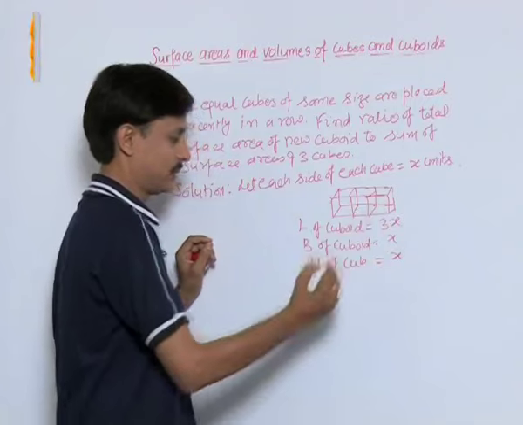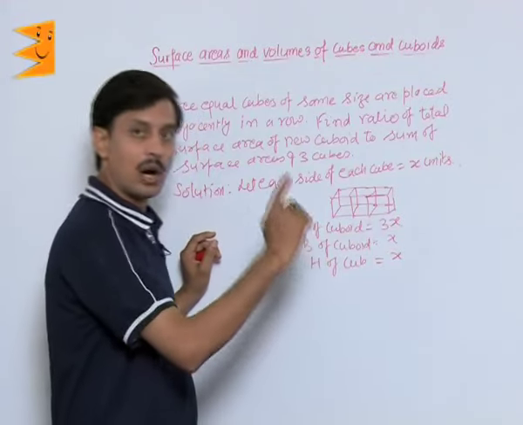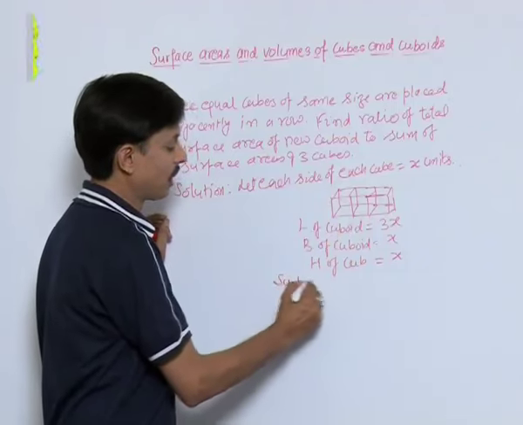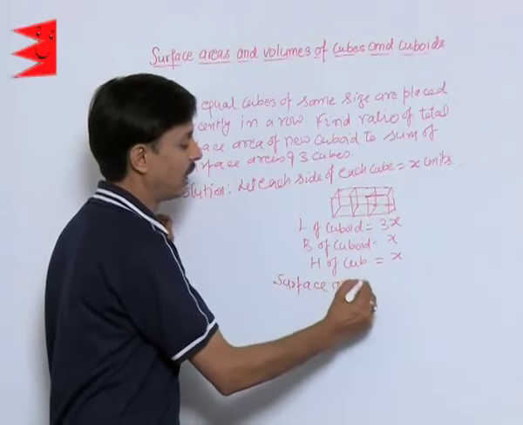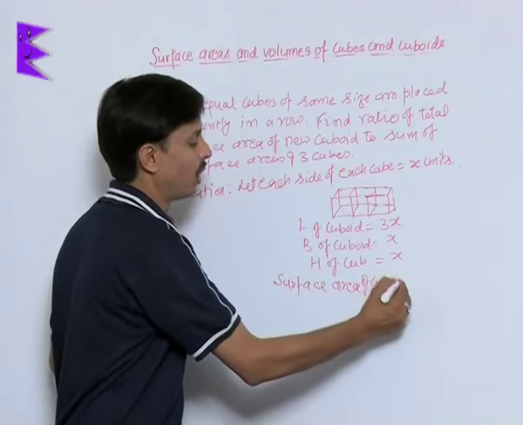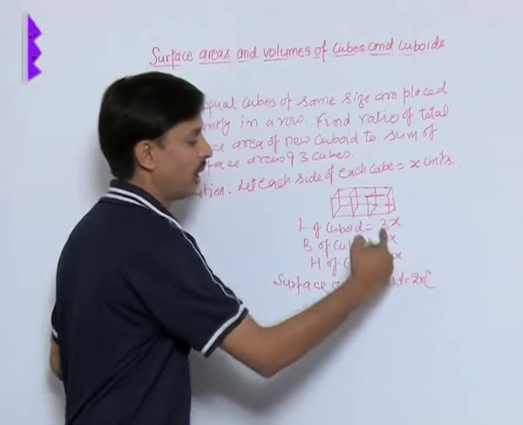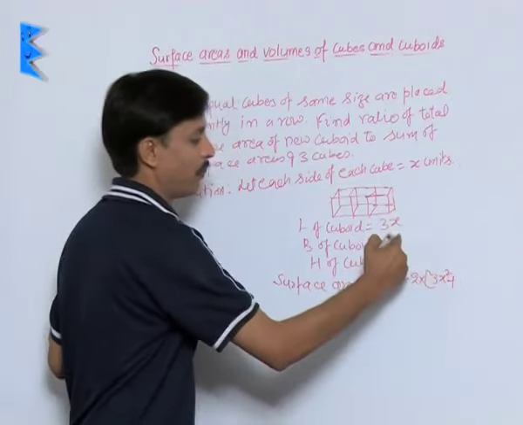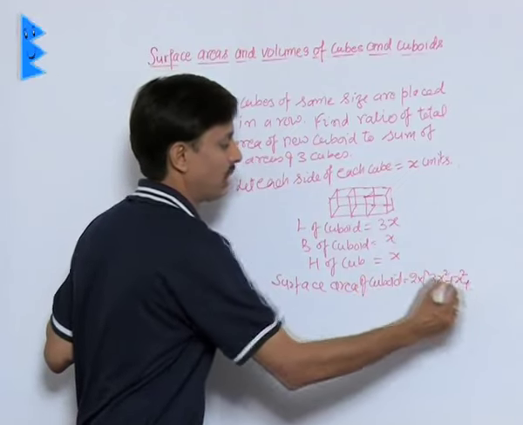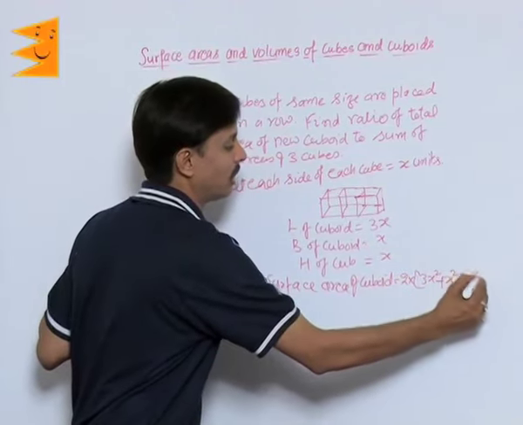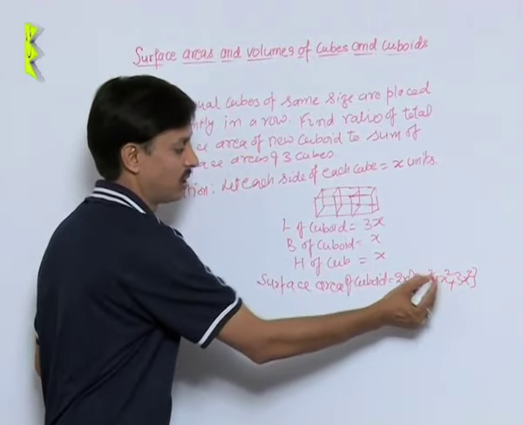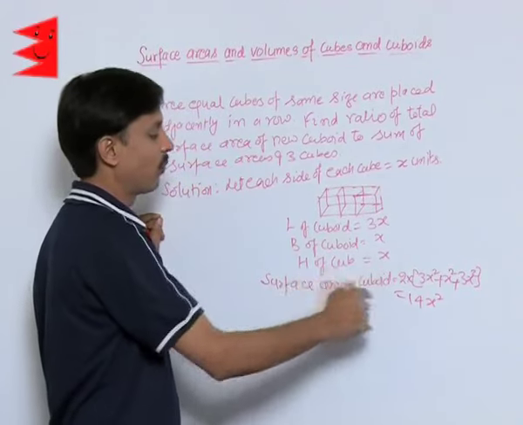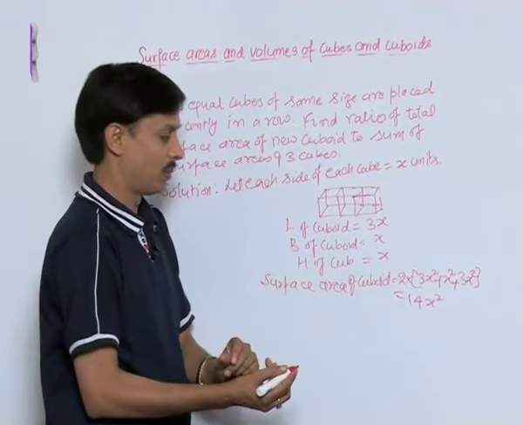Now the question is how to find the surface area of a cuboid. The surface area of a cuboid formula, you know, is 2 into length into breadth, that is 3x into x, 3x square, breadth into height, x square, height into length, 3x square, 3 plus 3, 6 plus 1, 7, 2 sevens are 14x square unit is the surface area of the cuboid so formed.